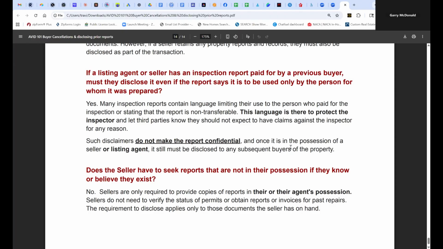Such disclaimers do not make the report confidential. And once it is in the possession of the seller or listing agent, it must be disclosed to any subsequent buyers of the property.